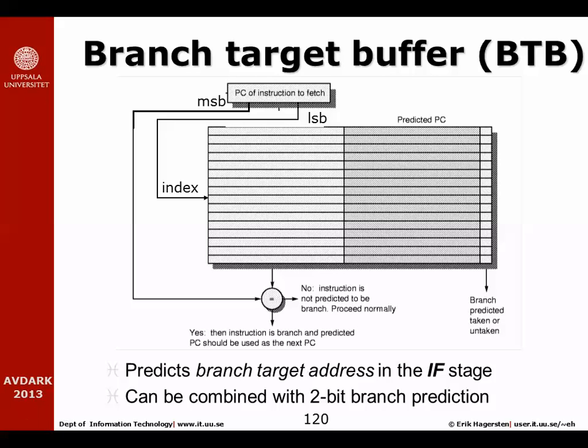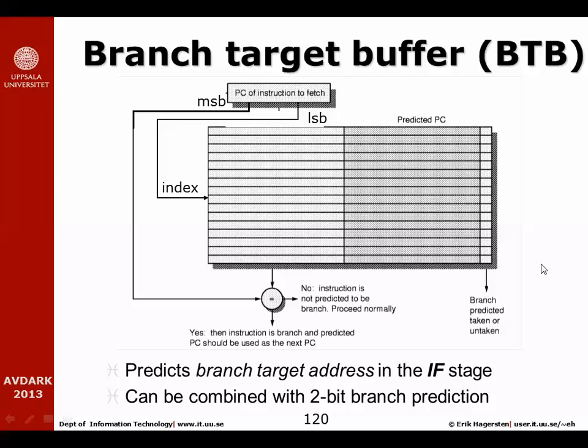So now that we can make correct predictions, the other part of the equation is where the heck are we going? The outcome of the branch is known in the last pipeline stage, and that's also when we know the address of the branch target. But if you're going to make this prediction already in the instruction fetch stage, we somehow also have to predict where we're going to jump to.